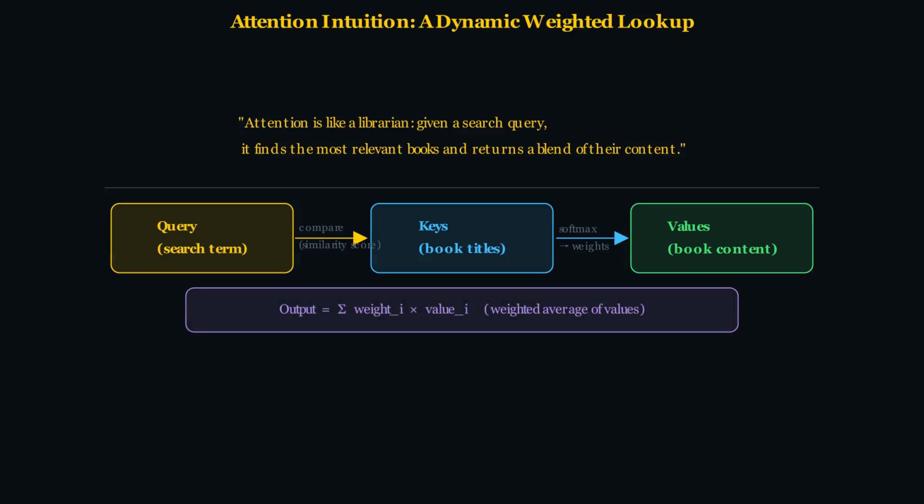The query and every key produce a similarity score. After softmax, those scores become weights that sum to 1. The output is the weighted average of all values, a rich, context-aware blend of the most relevant information.